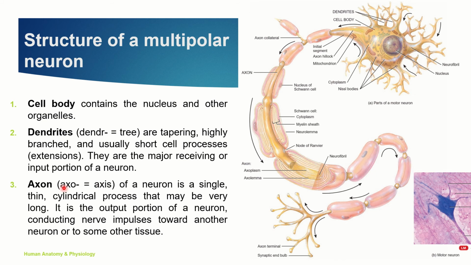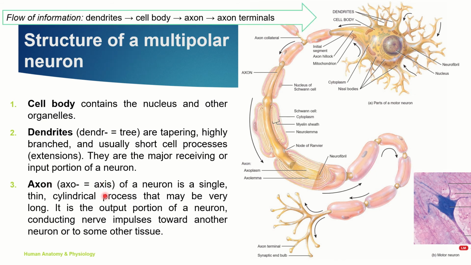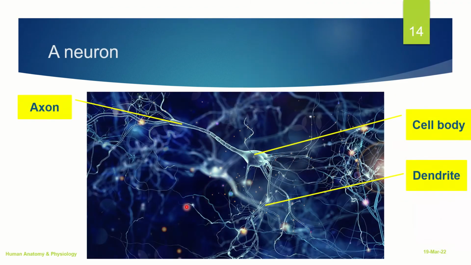They are the major receiving or input portions of a neuron. Third, and the most important, is the axon, which is also called the axis of a neuron, a single thin cylindrical process that can be very, very long, up to 1 meter. It is the output portion of a neuron, which is responsible for conducting nerve impulses from one neuron to another. This is the typical structure of a neuron, where this is the cell body. These are the cellular processes, the dendrites, and the other cell processes, which are called the axons.